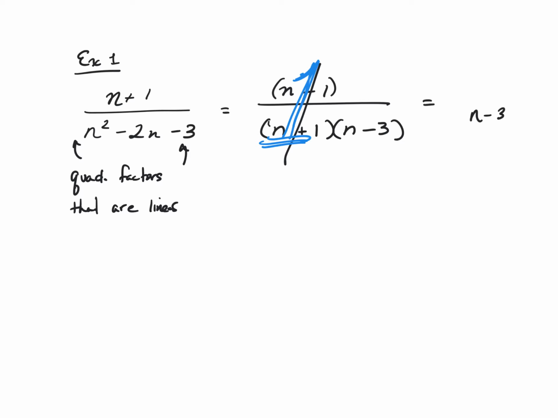So what you need to understand is that that numerator reduces to 1. So my final answer is 1 over n minus 3. I hope that makes sense, but that's example 1.